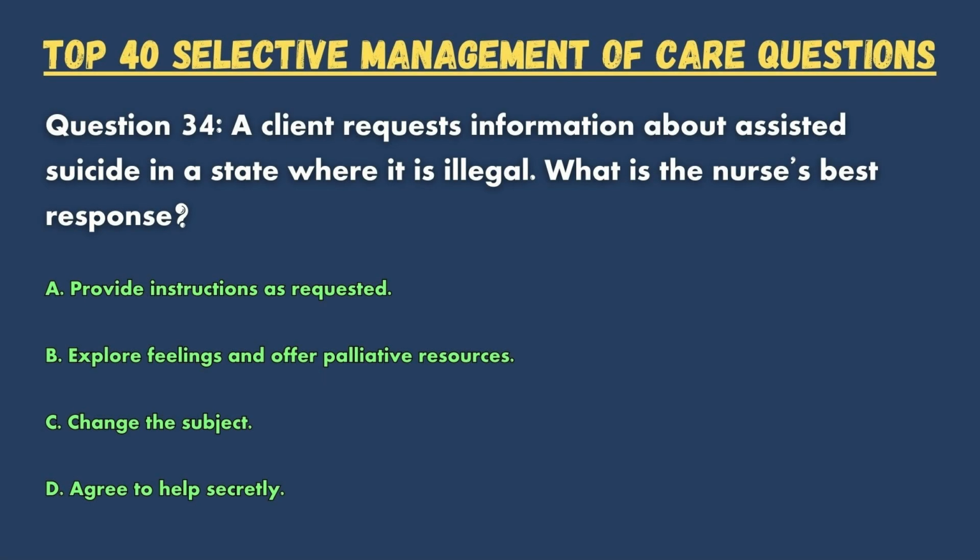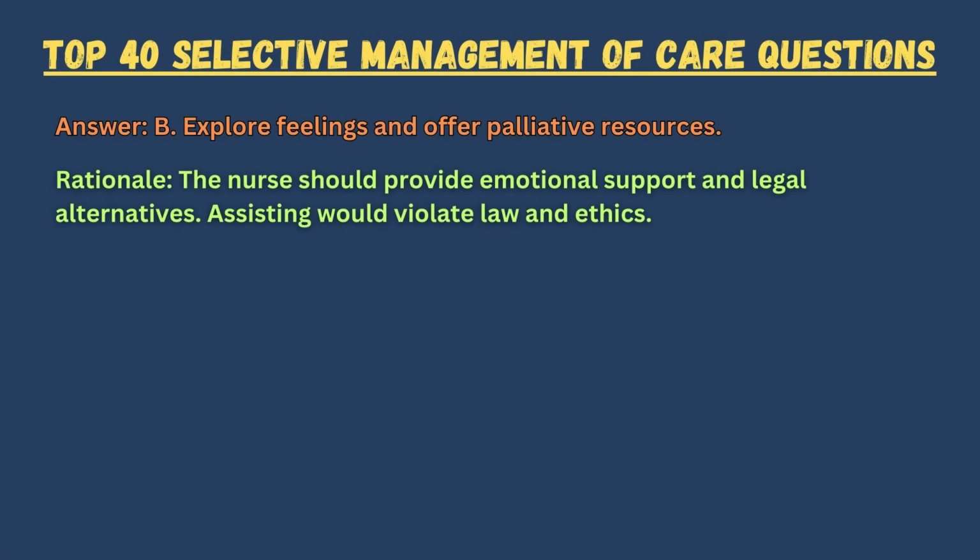Question 34. A client requests information about assisted suicide in a state where it is illegal. What is the nurse's best response? A. Provide instructions as requested. B. Explore feelings and offer palliative resources. C. Change the subject. D. Agree to help secretly. Answer: B. Explore feelings and offer palliative resources. Rationale: the nurse should provide emotional support and legal alternatives. Assisting would violate law and ethics.